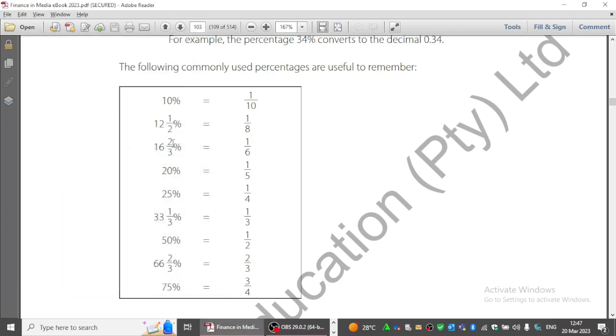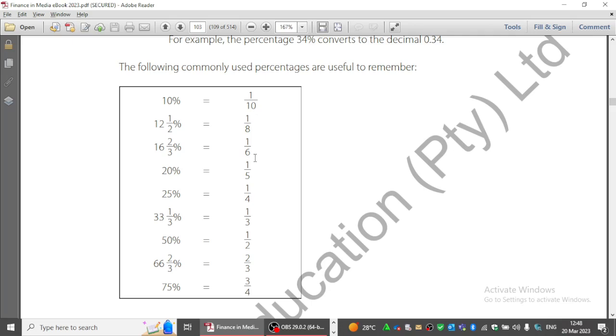And when we have got 16 and 2 out of 3 percent, in terms of fraction, this will represent 1 out of 6, which will be representing 0.16666667. So 2 out of 3 represents 0.66666, which we already know is a non-terminating decimal. So you can calculate, or already be aware, that if you have got 16 and 2 out of 3 as a percentage, it's equivalent to 1 over 6. So these are types of equivalent fractions to decimals.